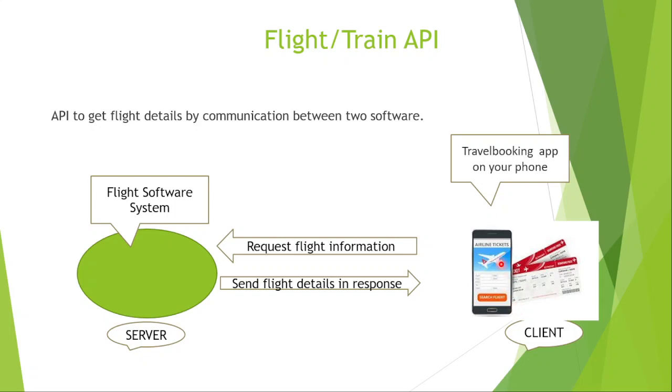Again here, who is requesting information? I am requesting information from the mobile application, so I am the client. My mobile application is the client. And who is sending the response? The flight or train system software is sending the response, so they will be the server. So this is a small introduction about the API, that is application programming interface, with some real life examples.